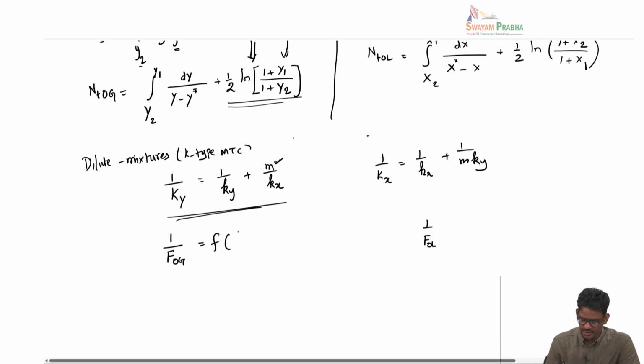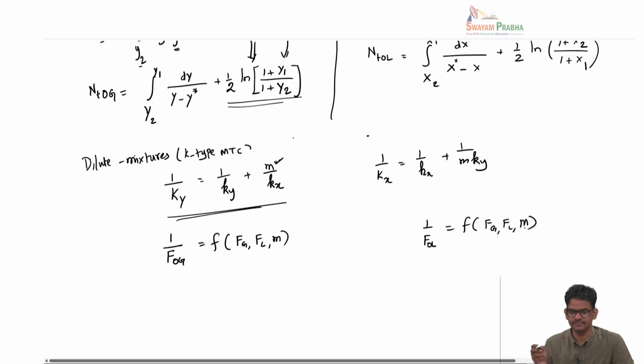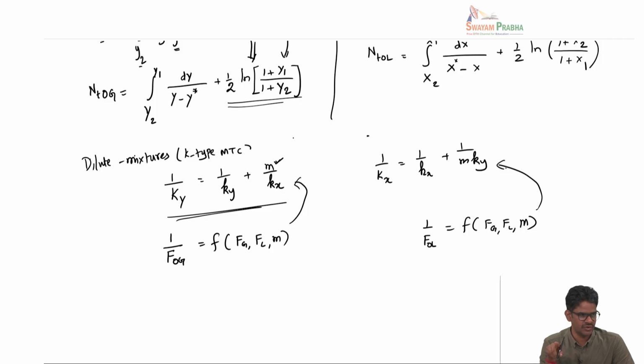So what would this be? This should be written in terms of function of Fg, Fl and M. Similarly, this should be written as a function of Fg, Fl and M. We may be tempted to write an equation like this, that 1 by FOG is equal to 1 by Fg plus M by 1 by Fl, but that is not correct.